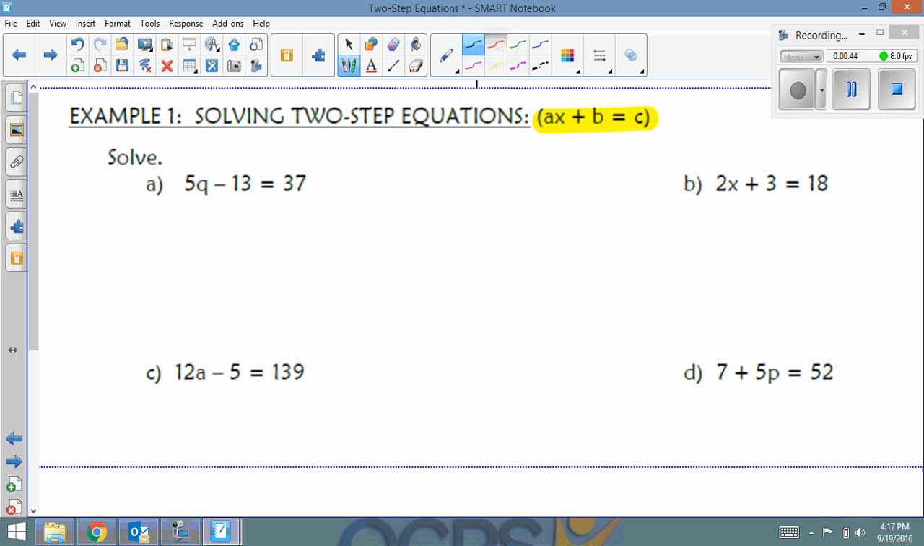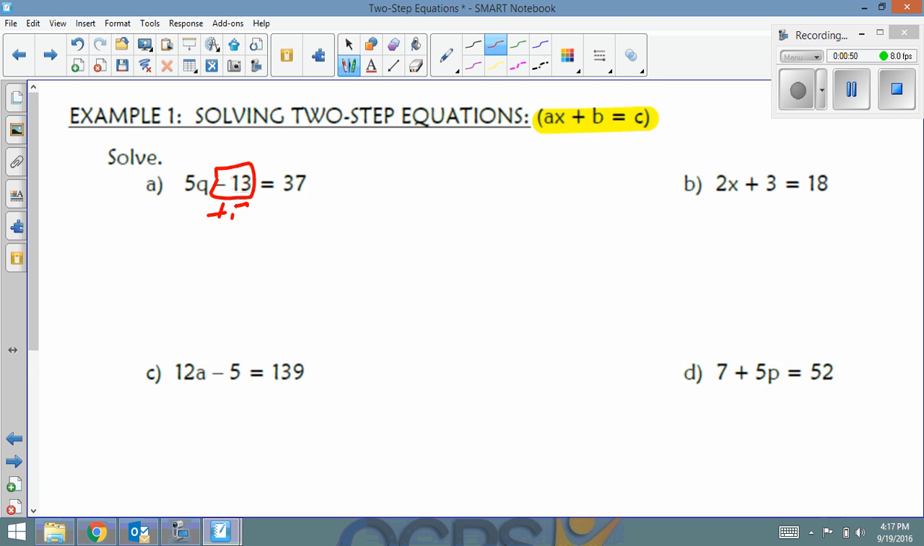So the first thing we want to do, we're going to take this negative 13 here, and since it's negative, we want to add it to both sides. Whatever I do to one, I got to do to the other. So let's cancel out. This 5q comes down, so we have 5q equals, that's going to give me 50.